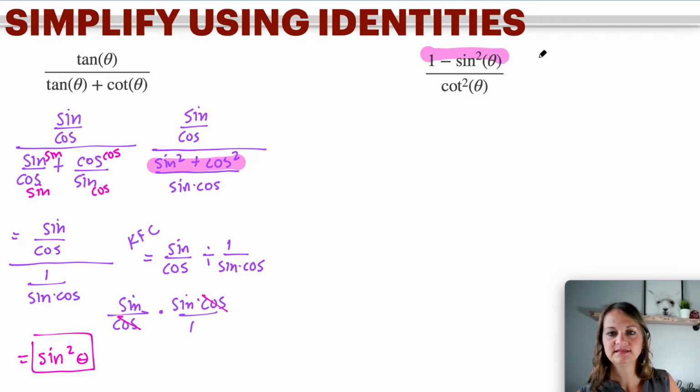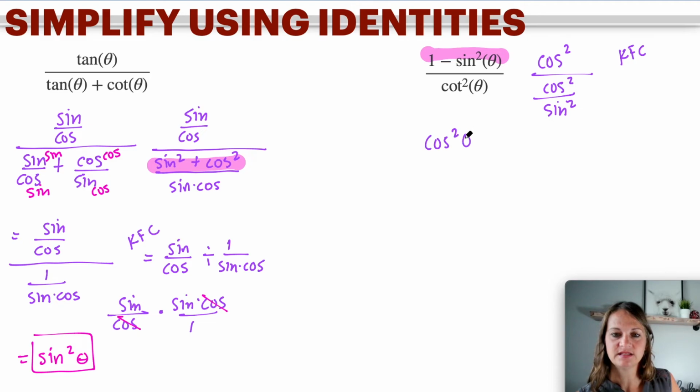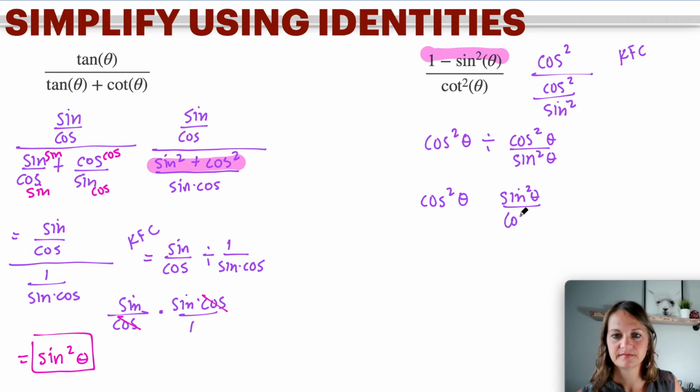This is an identity. It is cosine squared, and then I'm going to replace this with cosine squared divided by sine squared, and then I'm going to do K of C. This is the numerator. This is the denominator. And K of C means keep, flip, change, and see what cancels. Cosine and cosine cancel, leaving me just sine squared.